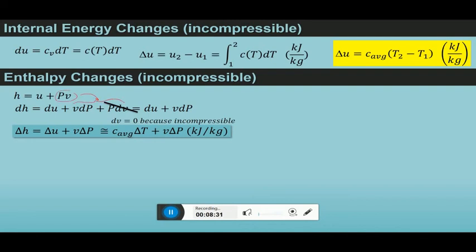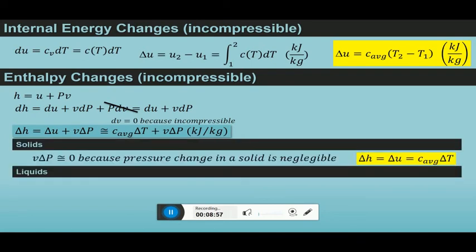And since this is an incompressible substance, we know that dV is equal to 0. So this part cancels out. Now we can write for an incompressible substance, delta h is equal to delta u plus V delta P. Again, we can approximate delta u to Cv average delta T, and we have the V delta P part. Now, when it comes to solids, delta P is equal to 0. So for a solid, delta h is equal to delta u, which is equal to C average delta T.